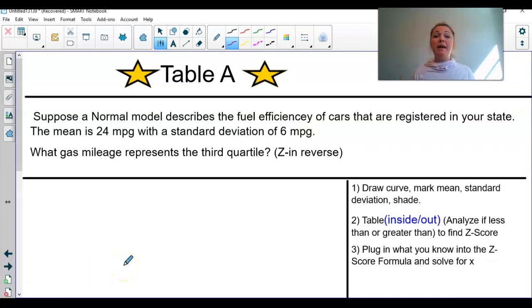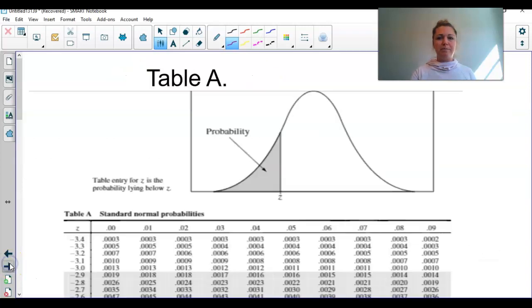What gas mileage represents the third quartile? I put this in here. I'm not going to actually do it with you because it's the same thing that we just did, and I want to save you time. But the third quartile is the 75th percentile. So you would try to do the same thing. If you want practice, I encourage you to pause this one and try it on your own. Then you can come to me in office hours or come early back to class and check, did you do it right? Same steps. I want to actually move on to the next one.